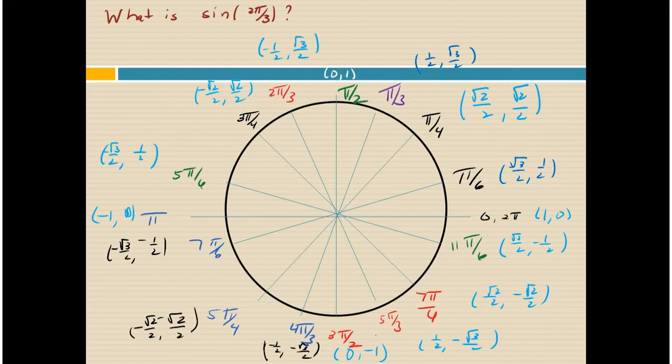What am I able to do with this once I have it filled in? With sine of 2 pi over 3, I would go to the angle 2 pi over 3 and check out the y value. And it turns out that the y value at 2 pi over 3 is square root of 3 over 2. What about cosine at 5 pi over 4? Well, I just look at the x value at 5 pi over 4, which I've highlighted here, and I get minus square root of 2 over 2. So the answer is minus square root of 2 over 2.